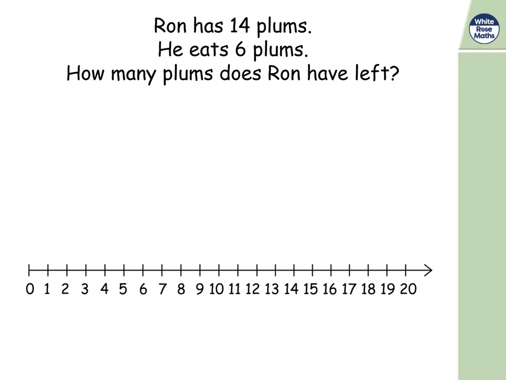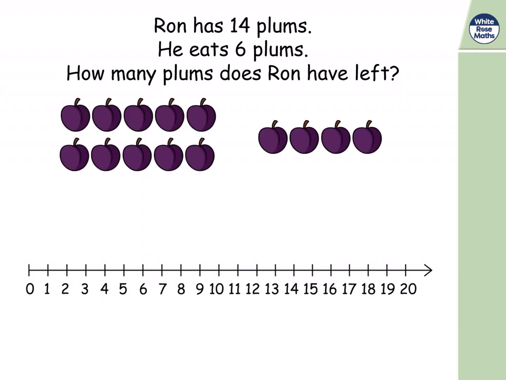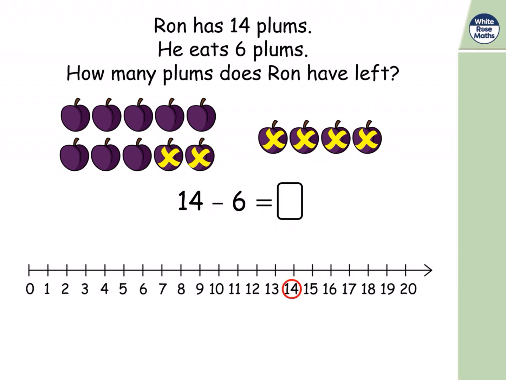Ron has 14 plums. He eats 6 plums. How many plums does Ron have left? The first thing we're going to do is get some plums, or something to represent the plums. And here's my calculation. Okay, let's get rid of 6. There's 4, 5, 6. And on the number line, I can start at 14 and jump, jump, jump, jump, jump, jump. Jump back 6 times and I get to 8. That's one of the ways we can complete this calculation.